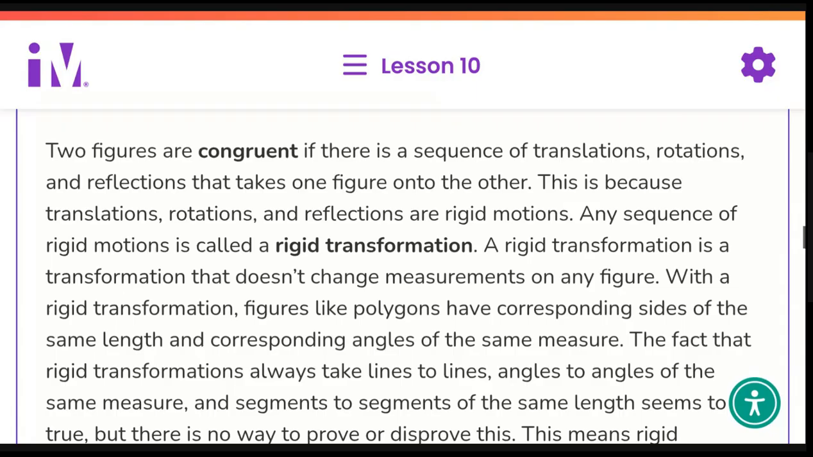So if we can take one figure and map it onto the other figure, and they are the same size and shape, we would consider that a rigid transformation. When I say map it onto another figure, I just mean move it in some way so that one figure lands on top of the other figure.